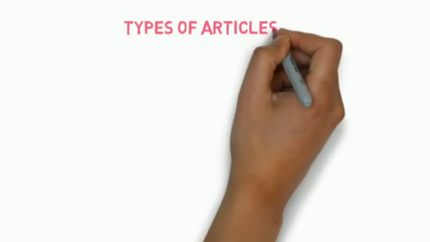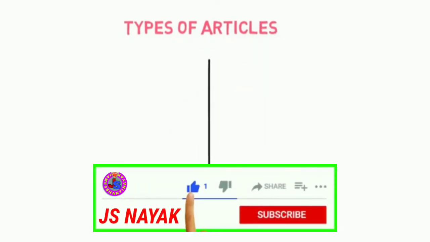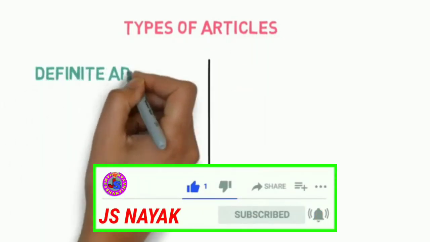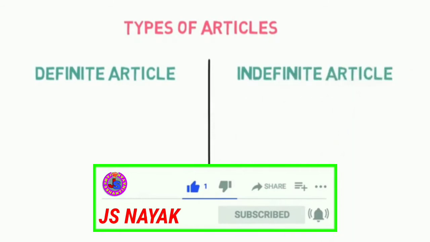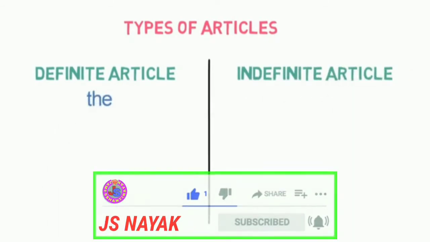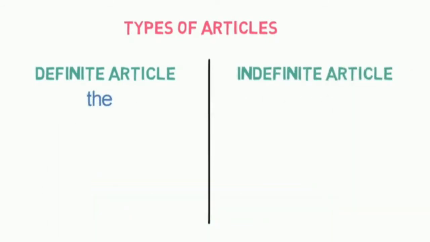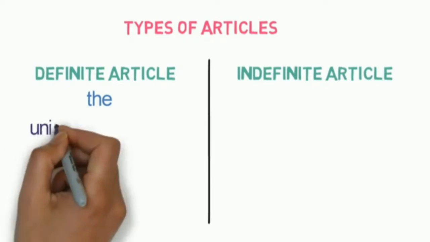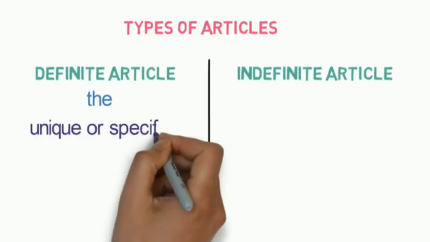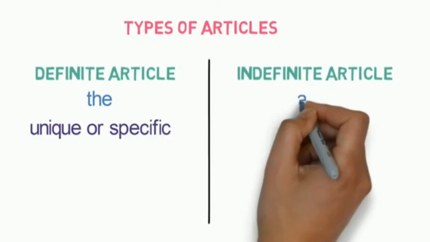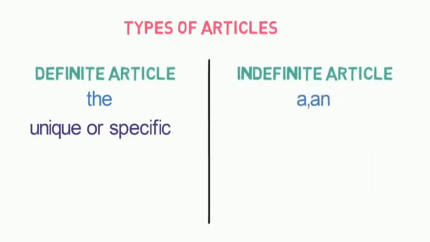Articles are categorized into two different types based on their usage: definite articles and indefinite articles. The article the comes in the list of definite articles as it shows uniqueness or a specific thing. The articles a and an come in indefinite articles as they don't show any uniqueness or specific thing. Instead, it shows that the thing is being said in general.